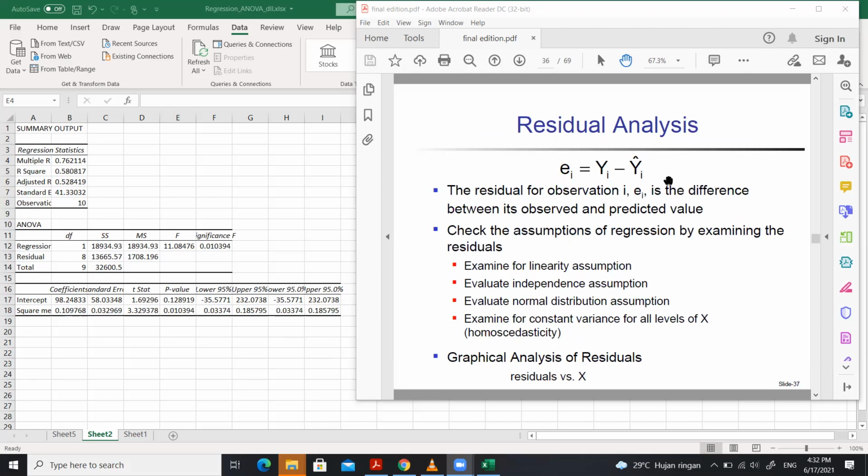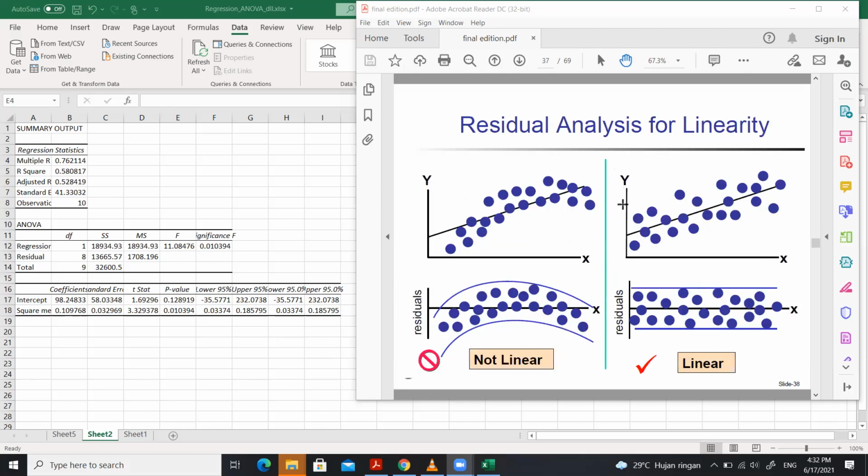You can see from this formula that the residual, or we can say error, is the gap between the data itself and the predictor. And the residual will be like this. This is the best residual. The best residual means that the residual will be a horizontal line.